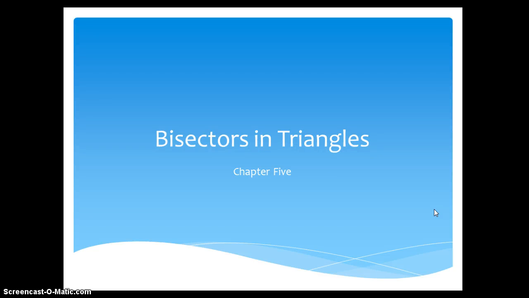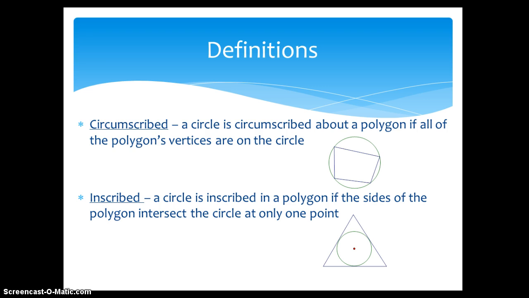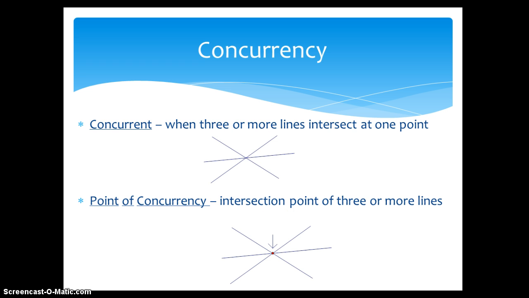Today we're going to talk about bisectors and triangles. Now, a couple things we need to know first of all. When we circumscribe something, that means a circle is around a polygon, or all the polygon's vertices are on the circle. When we inscribe something, that means the circle is inside the polygon, and then intersects with only one point on each side of the polygon. So we have circumscribed and inscribed.